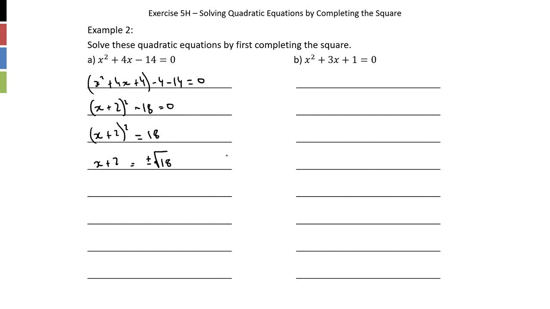Now the square root of 18 is the same as the root of 9 times 2, which is equal to 3 root 2. We get x plus 2 equals plus or minus 3 root 2. x is equal to plus or minus 3 root 2 minus 2. There we go.